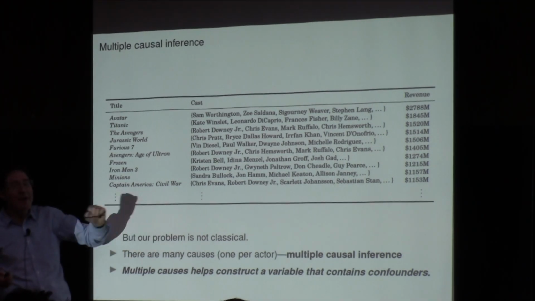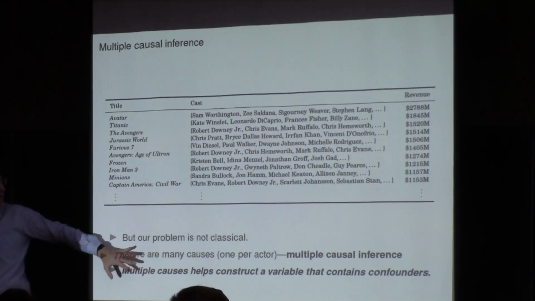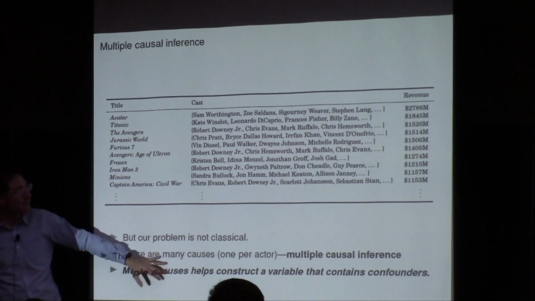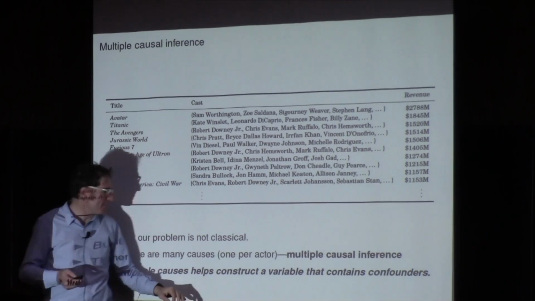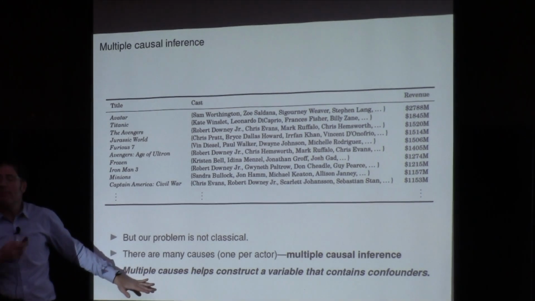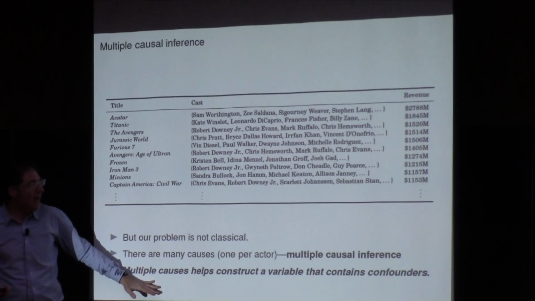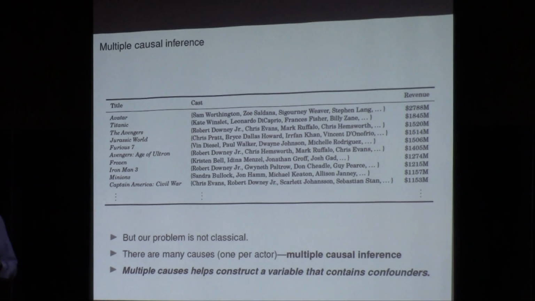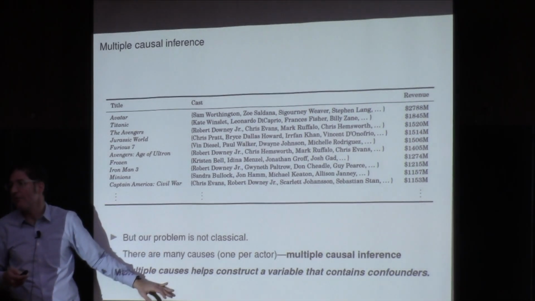But Advil is just one cause, and in this problem, we call this a multiple causal problem. There are many causes, one per actor. So we call that multiple causal inference. Each one of these variables represents one of the causes. And the point of this whole talk is that when I have a problem like this with multiple causes, I can construct a variable that contains some of the unobserved confounders. And then I can use that variable that I've constructed, without actually observing the confounders, to help debias the passive ML inference.